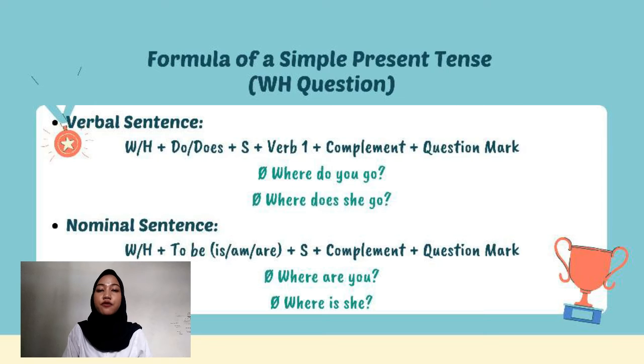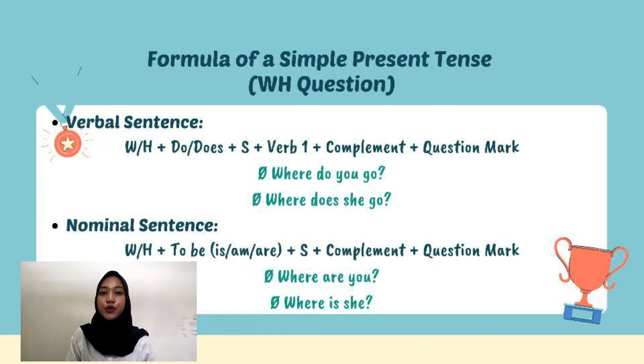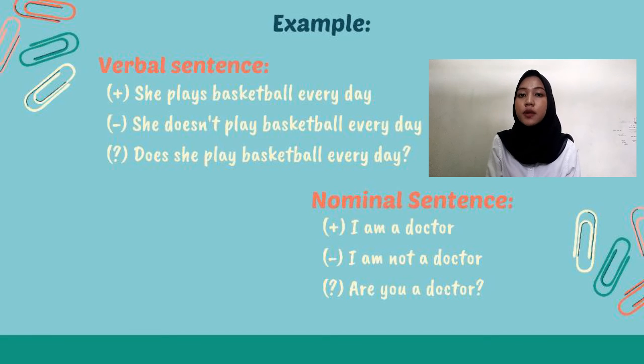For verbal sentence, the formula is WH plus do or does plus subject plus verb 1 plus complement plus question mark. For example, where do you go? Where does she go? And then the next is nominal sentence. The formula is WH plus to be plus subject plus complement plus question mark. For example, where are you? Where is she? I will give you some examples again.